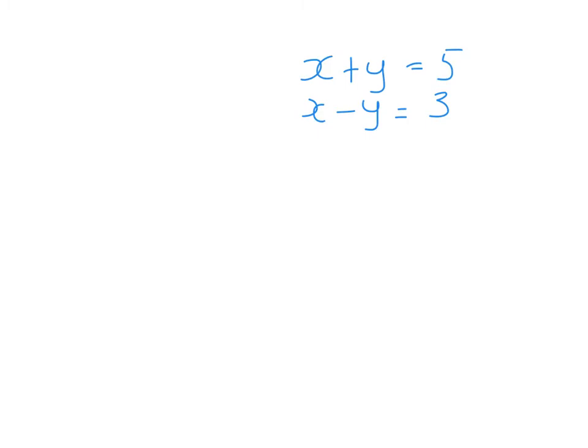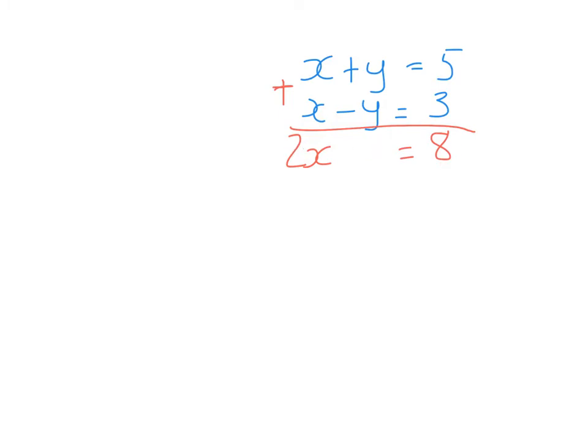So what we're going to do is we're going to either add or subtract the 2 equations. So let's say I add together these 2 equations. So let's add everything in components. x plus x gives me 2x. y plus negative y actually gives me 0. 5 plus 3 gives me 8. So if I add together these 2 equations, I get 2x equals 8.